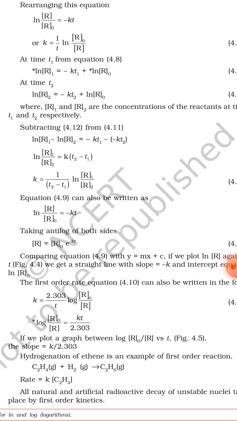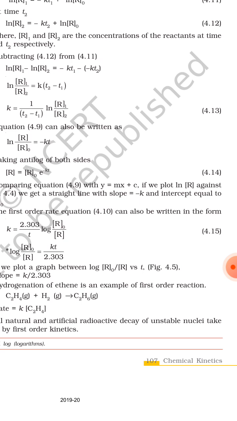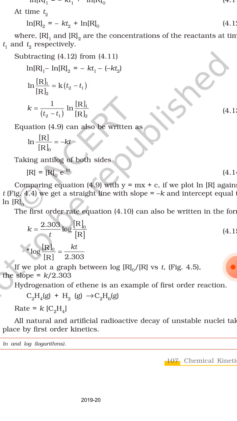Taking the anti-log of both sides, what we get is R equal to R0 e raised to minus kt. That means the concentration of a reactant is equal to the initial concentration times the exponential of negative kt.